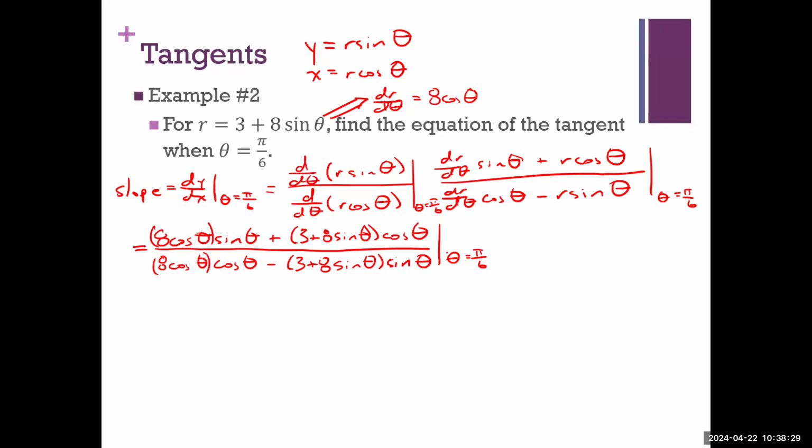Now what do we do with it? Evaluate. Let's make a note off to the side here. What is the cosine of π/6? What is the sine of π/6? They're 1/2 and radical 3 over 2, but which is which? Okay, so now we can start filling in. 8 times radical 3 over 2 times 1/2.